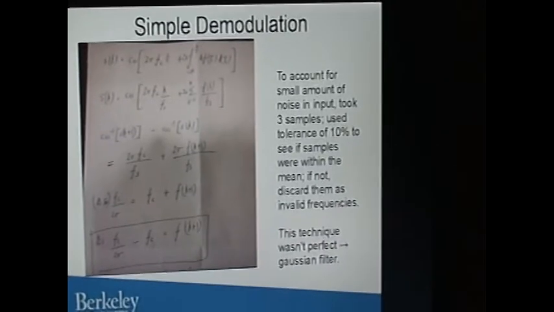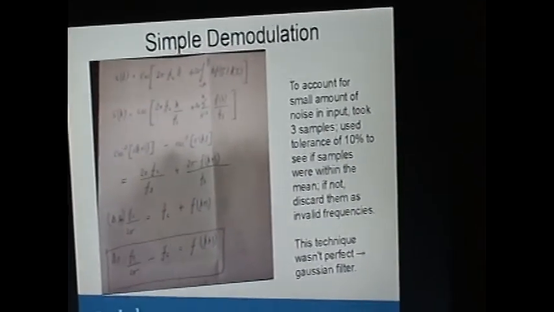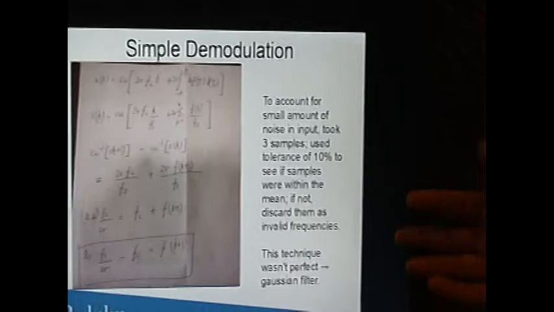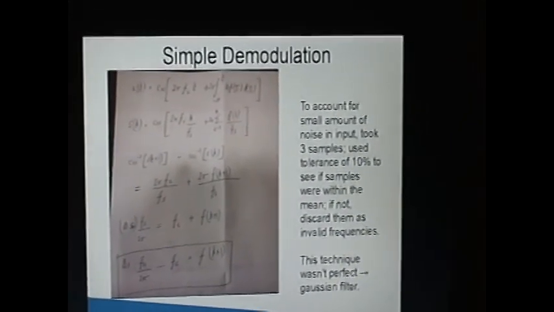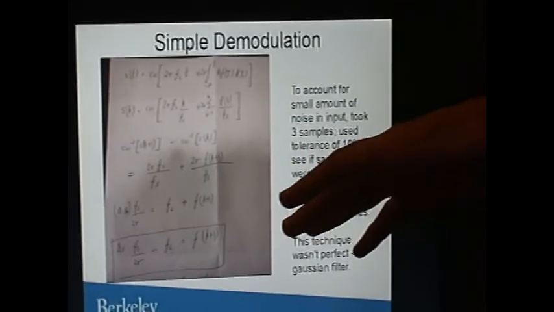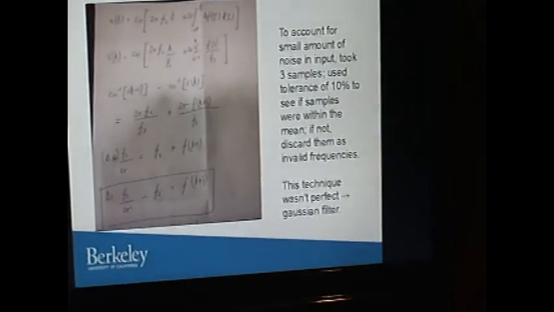And this technique wasn't perfect. You can play around with the tolerance, get better or worse results, but using a Gaussian filter with a standard deviation of 1 for the Gaussian kernel, you get that perfect output that I showed before.